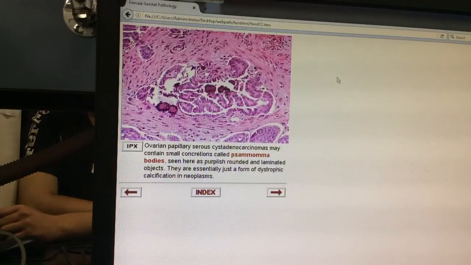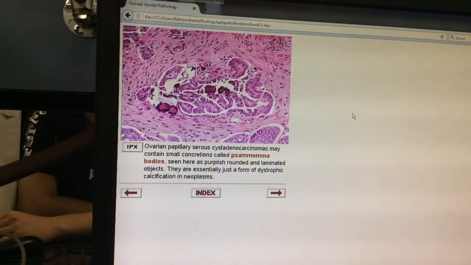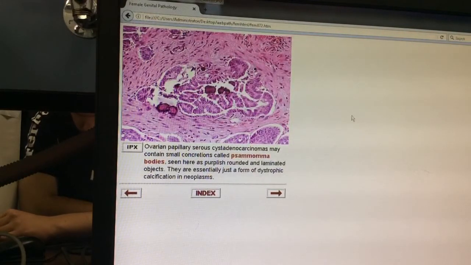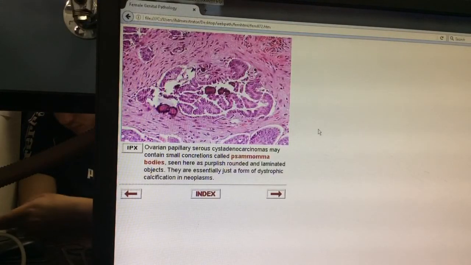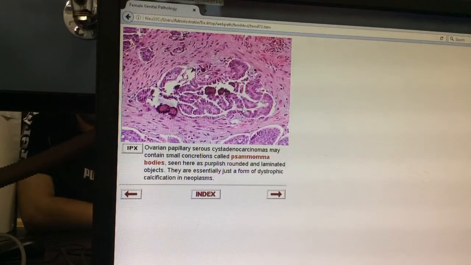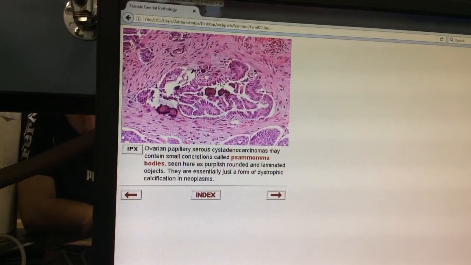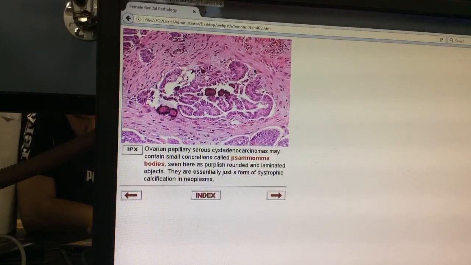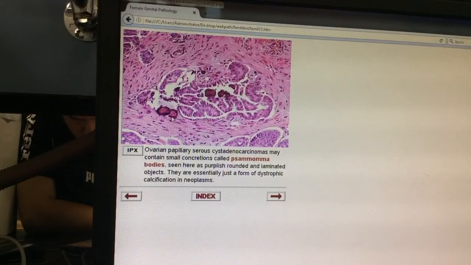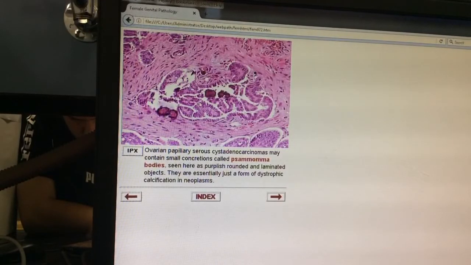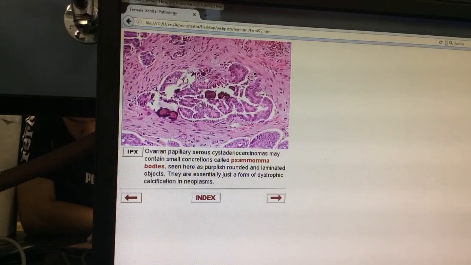This slide shows papillary cystadenocarcinoma. It is not serous cystadenoma, but serous cystadenocarcinoma. So it is a malignant counterpart of the serous cystadenoma. It's converted into serous cystadenocarcinoma. Those cells are large, hyperchromatic, with distortion of the architecture of the gland, and those calcified areas are called psammoma bodies. Those areas are found on the tip of the papillae.